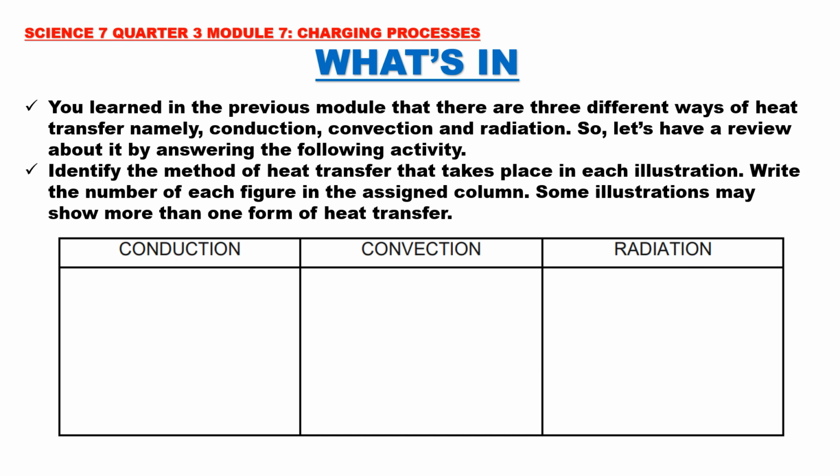What's in? You learned in the previous module that there are 3 different ways of heat transfer, namely conduction, convection, and radiation. So, let's have a review about it by answering the following activity. Identify the method of heat transfer that takes place in each illustration. Write the number of each figure in the assigned column. Some illustrations may show more than one form of heat transfer.